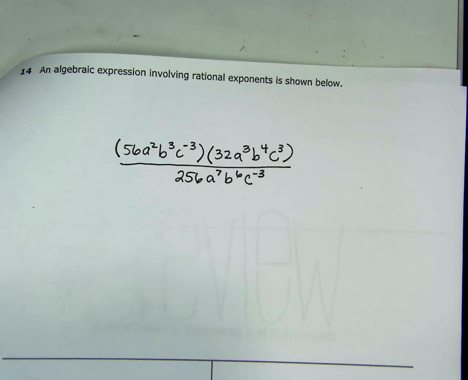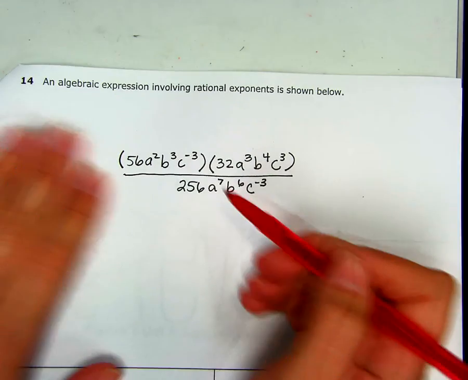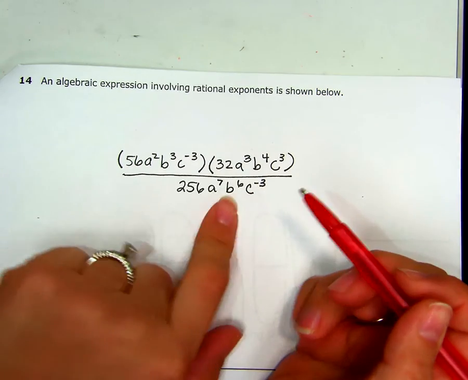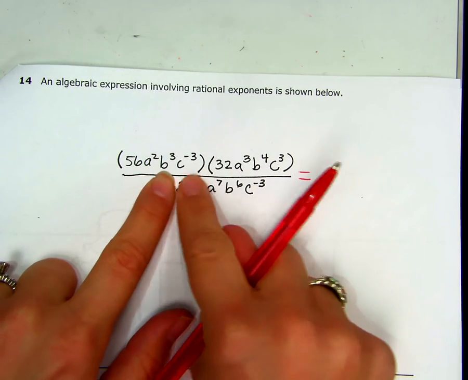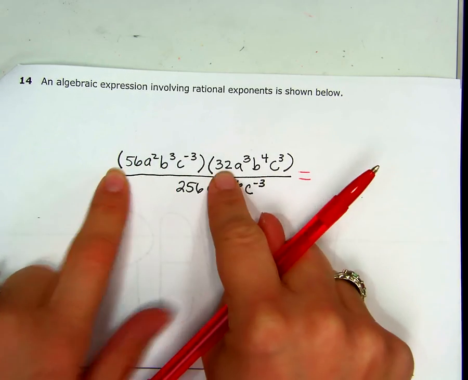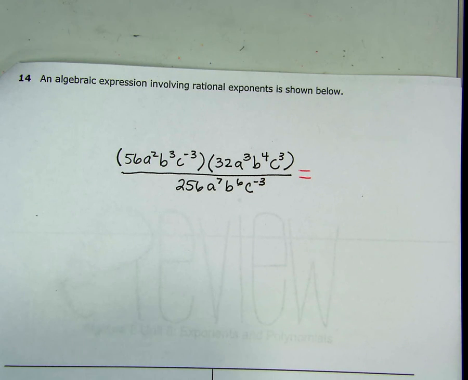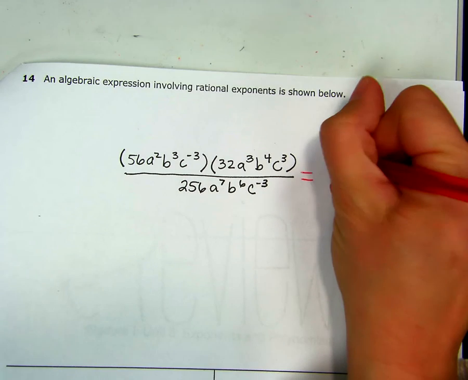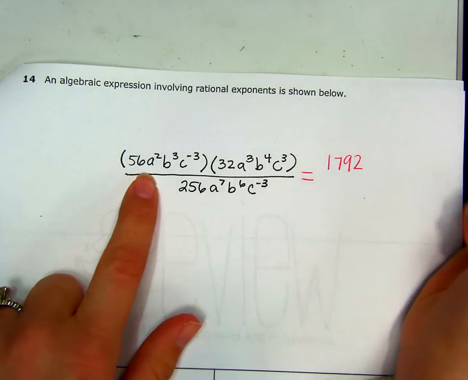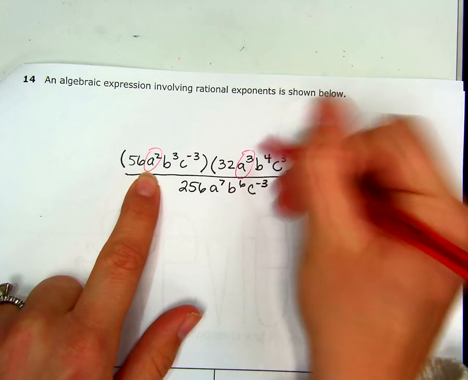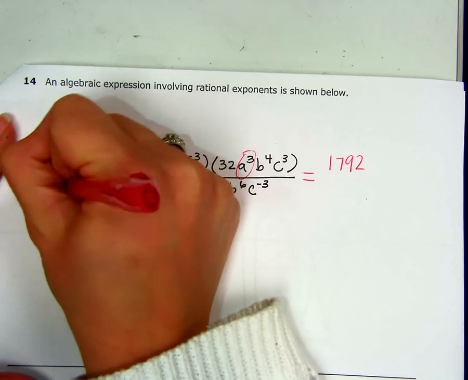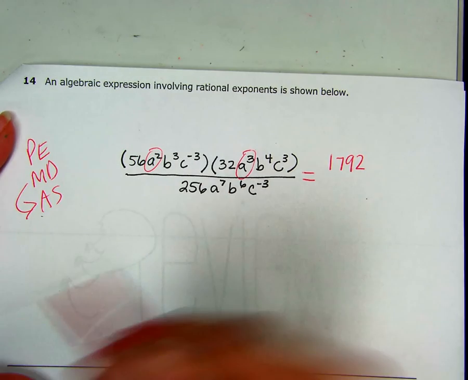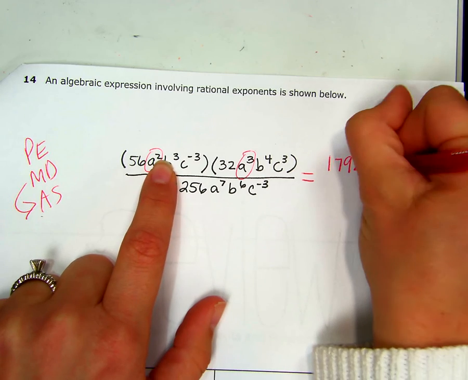Okay, I think on number 14, the best thing to do is to deal with just the numerator, and then we'll worry about the denominator. So just the numerator is this big, long product. I've got 56 times 32. Well, that seems like a great time to ask your calculator, doesn't it? 56 times 32 is 1,792. I've got a to the second and a to the third. Those are multiplied together. So in my memory trick, if they're multiplied together, I need to add my exponents. So 2 plus 3, that's going to be a to the fifth.